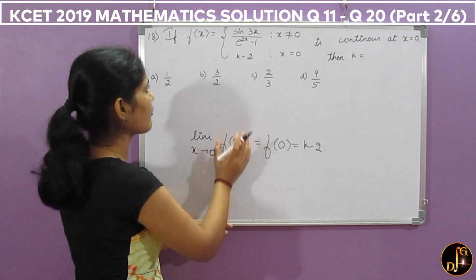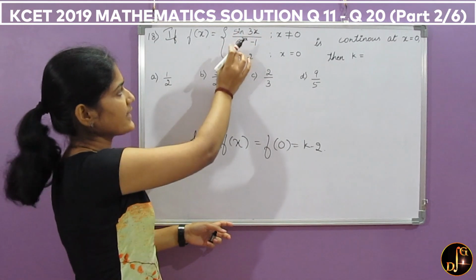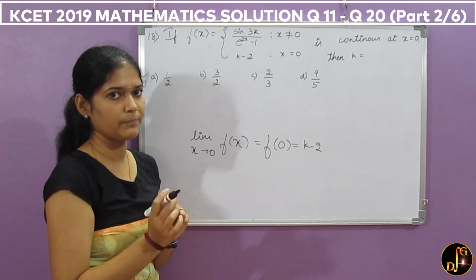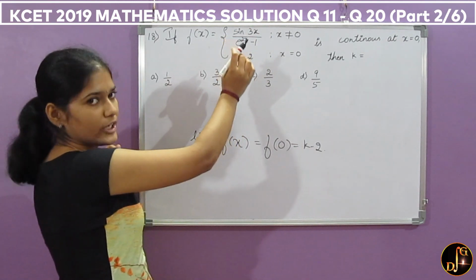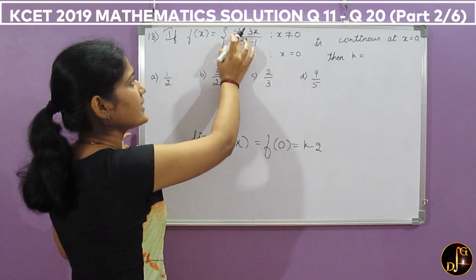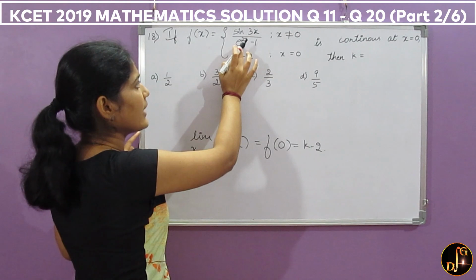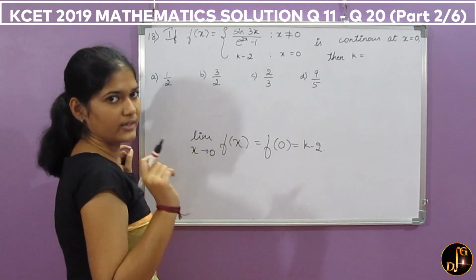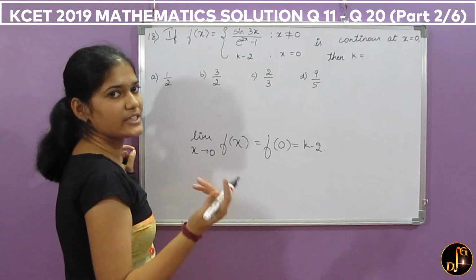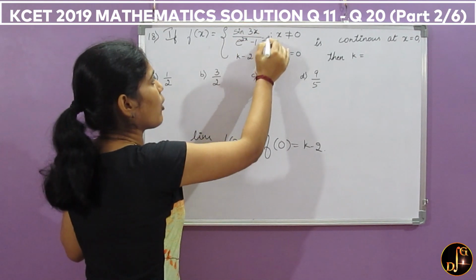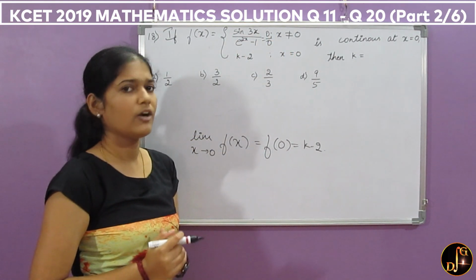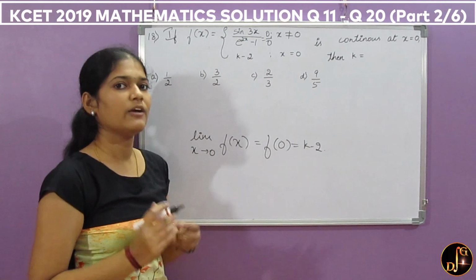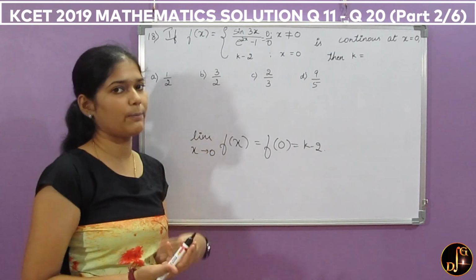That means here f of x is nothing but sin 3x by e power 2x minus 1. Observe here, if we substitute x is equal to 0 directly, then we will get sin 0 divided by e power 0 means 1, right? 1 minus 1 will be 0. That means 0 by 0 form, which is an indeterminate form. What we have to do now? We know that we have to use L'Hopital's rule.